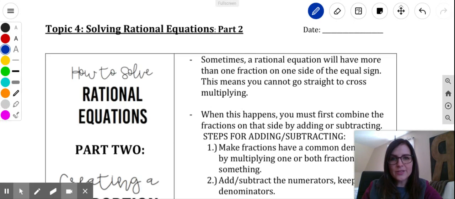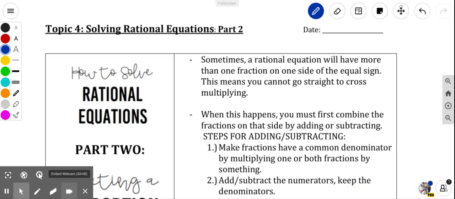Hey guys, so this is a continuation of the last lesson that I taught, which is solving rational equations. Those first few that I showed you last time were kind of like basic ones. So now they're going to get a little bit harder, where there's a couple steps you have to do first before you cross multiply. Okay, so here we go.